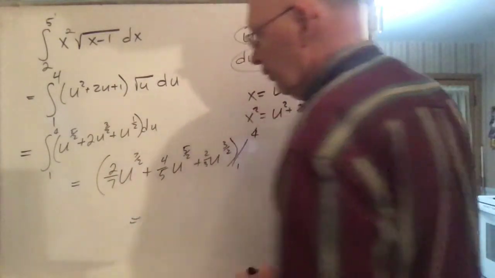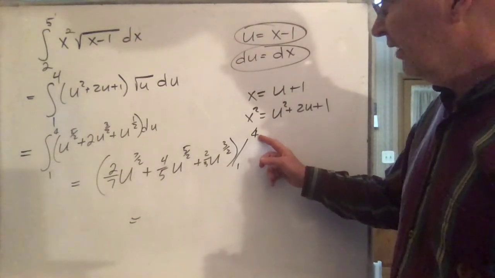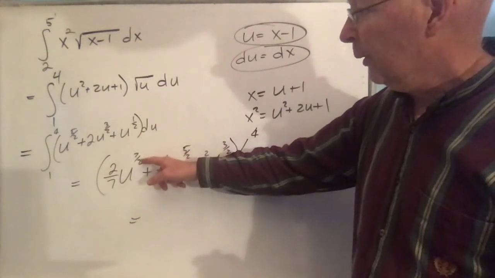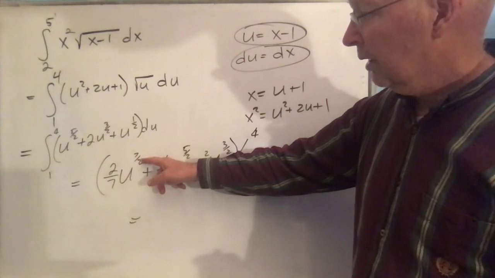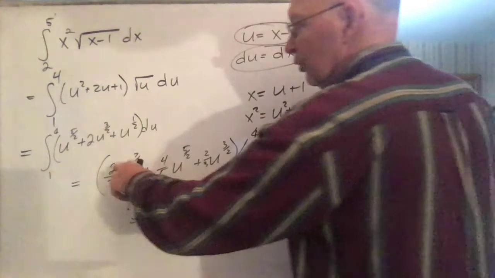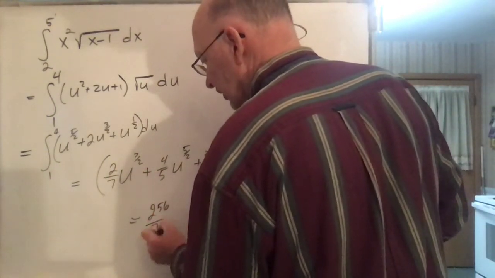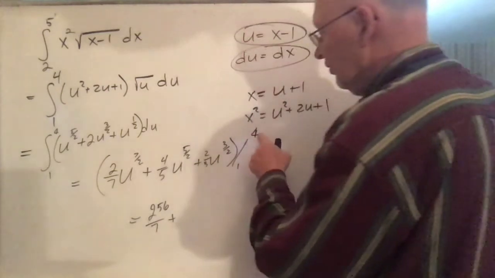Oh boy, is it worth doing? Let's see if I can do it. Let's see, I can first take the square root. The square root of 4 is 2. 2 to the 7th is 128, times 2 is 256. So it's going to be 256/7.